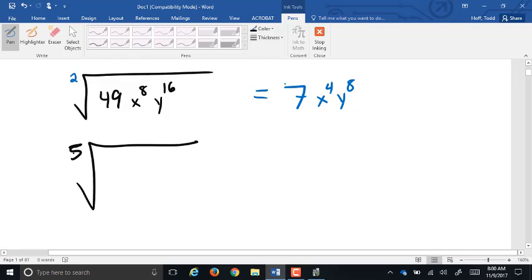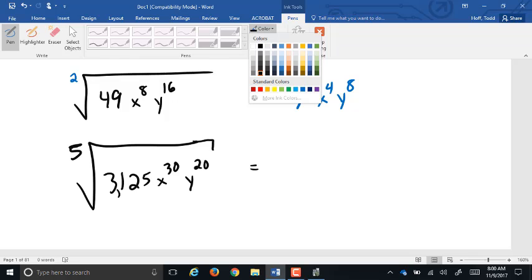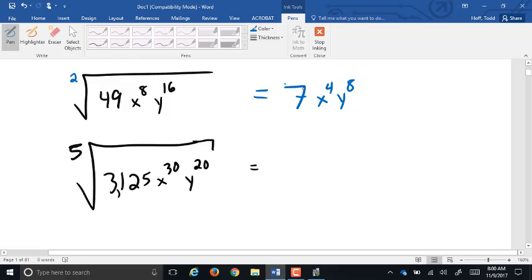We might have a 5th root of 3,125, x to the 30, y to the 20th. Five, yep. How about the 5th root of x to the 30th? X to the 6th. We do 30 divided by 5. How about the 5th root of y to the 20th? Y to the 4th. 20 divided by 5 is 4. So you actually have to do the root of the 3,125. The powers just get divided.